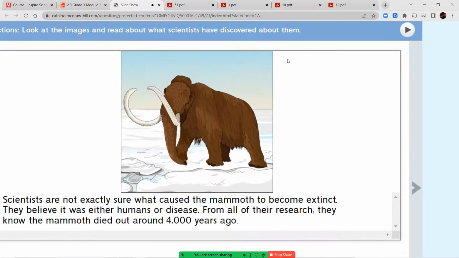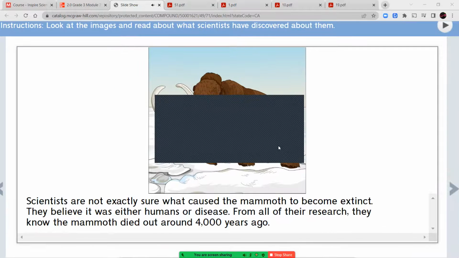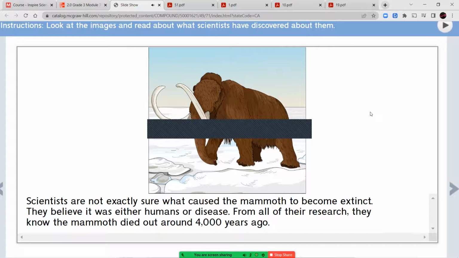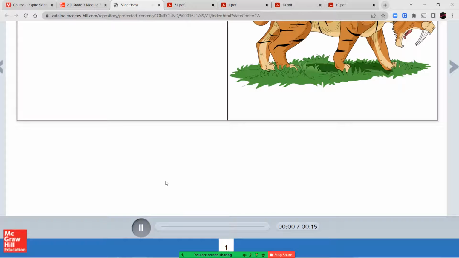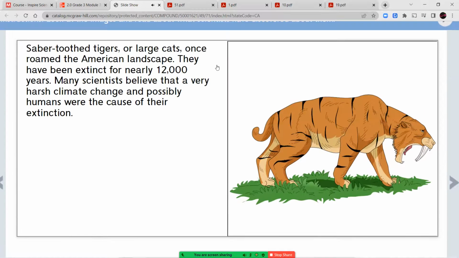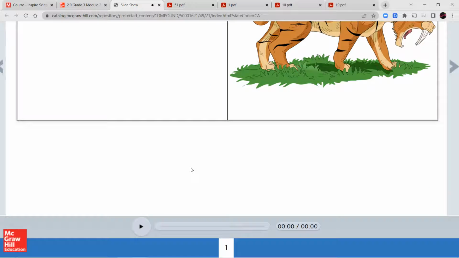Scientists are not exactly sure what caused the mammoth to become extinct. They believe it was either humans or disease. From all of their research, they know the mammoth died out around 4,000 years ago. Saber-toothed tigers, or large cats, once roamed the American landscape. They have been extinct for nearly 12,000 years. Many scientists believe that a very harsh climate change, and possibly humans, were the cause of their extinction.